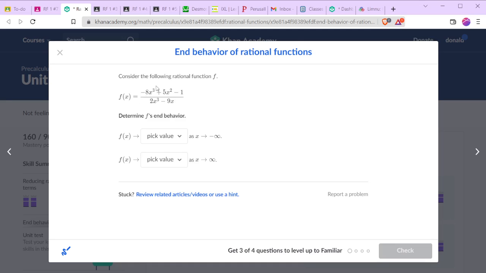Which means all that's going to matter is the term with the highest degree in each of the numerator and denominator. Right? If you think about it, as x goes to 1,000, the negative 8x cubed is going to be a much bigger impact than the minus 1 or the 5x squared. When it goes to 1,000,000, that's more pronounced. When it goes to 1,000,000,000, that's even more pronounced.